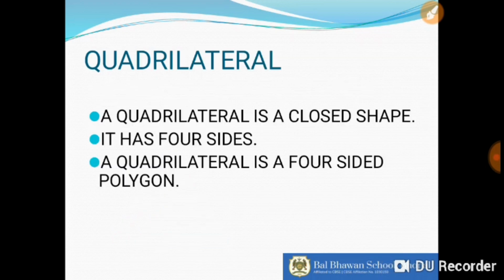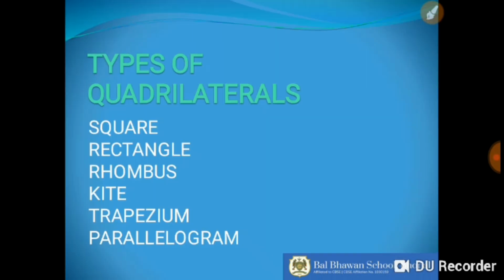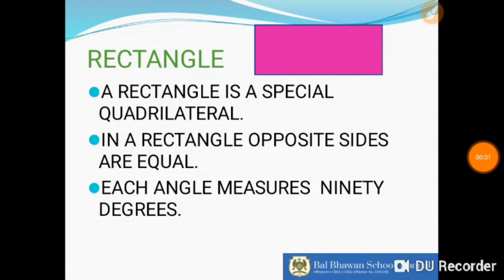If we will add one more side, we will form a quadrilateral. So quadrilateral is a 4-sided polygon. It has 4 sides and 4 corners. Children, there are many types of quadrilaterals like a square, rectangle, rhombus, kite, trapezium and parallelogram. We will study about different types of quadrilaterals in detail.